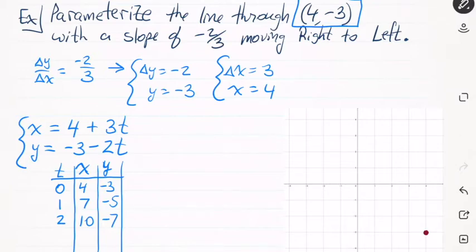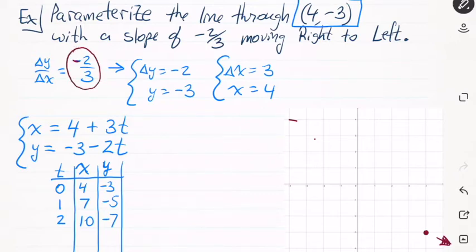Well, I can kind of estimate which way it's going. 7, -5, so I would have to go over 7 and down 5. That would be further in this direction. So this graph is actually moving left to right. It's not going in the right orientation. Now, to make it go opposite, you have to just go back to the slope, -2/3.